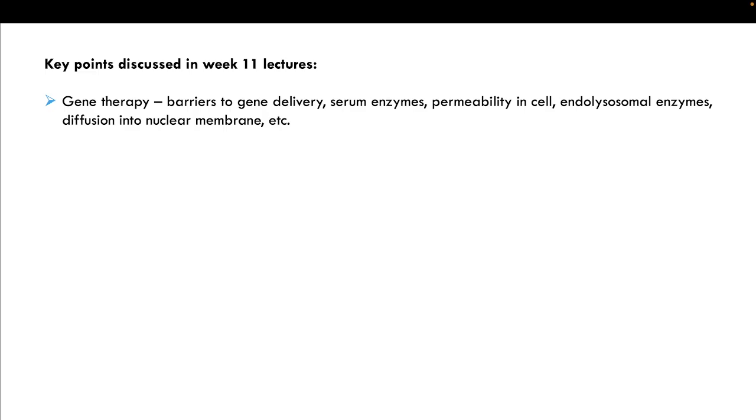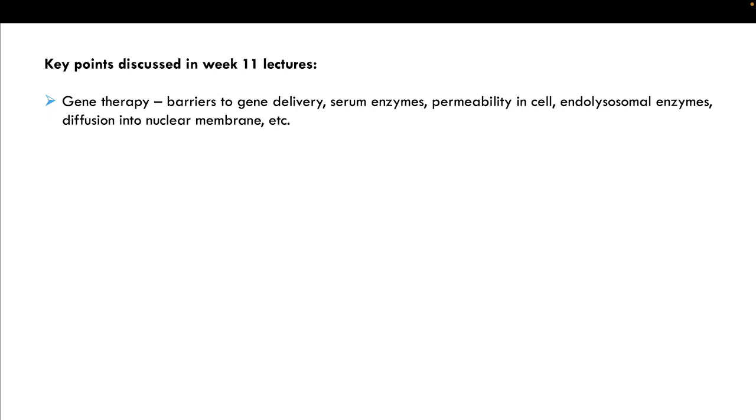Now there are various different barriers to gene delivery. You cannot just take a gene, inject it into a patient's body and hope that it will produce the protein. So what are these barriers? First of all, you've injected the gene, then it will come in the serum. There are a lot of enzymes in the serum which will try to cleave this gene. This gene is nothing but a sequence of nucleotides, right? So once it gets chopped up, you no longer have a gene which could reach the cells.